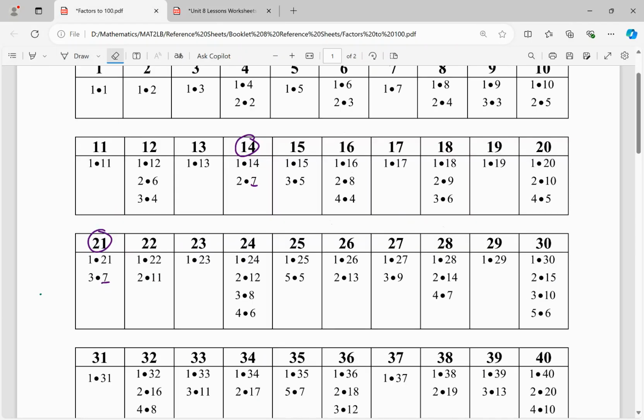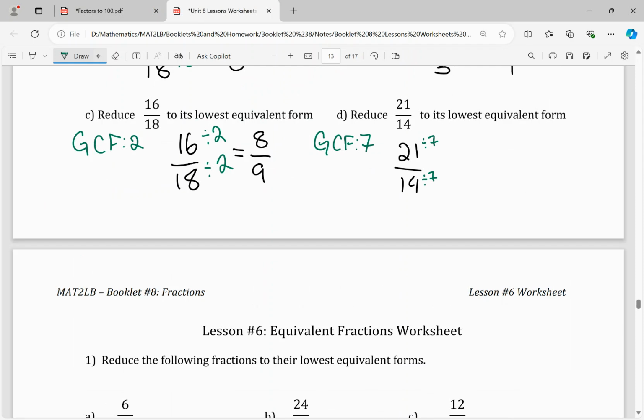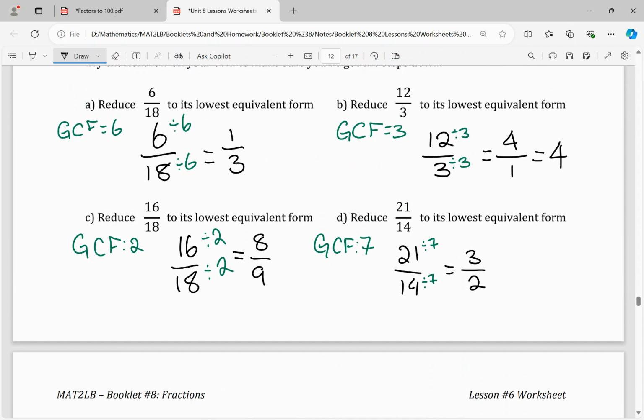Let's use the factor chart to help us out. Right, 14 divided by 7. Well, just grab the partner to the 7, which is 2. And 21 divided by 7. Grab the partner to the 7, which is 3. So let's bring that over here. 21 divided by 7 gave us 3. 14 divided by 7 gave us 2. So the answer is 3 over 2. That is our simplest possible form.